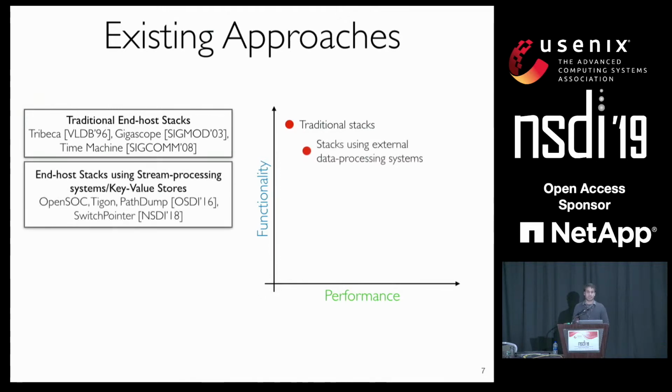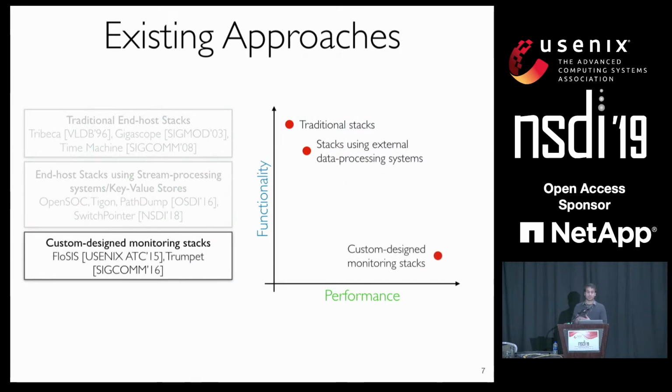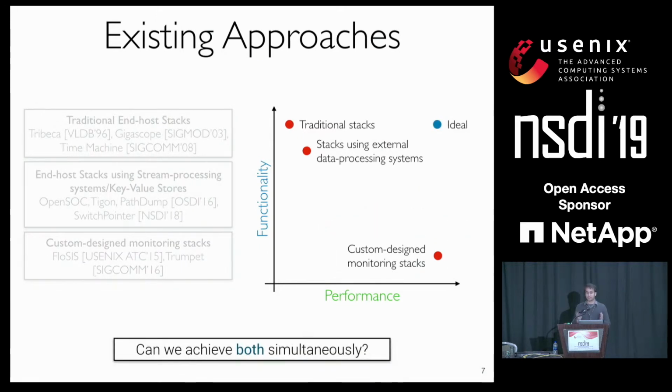If you look at the existing approaches in end-host stack design, on one end, you have traditional end-host stacks and end-host stacks that use external data processing systems that I talked about in the previous slide. They provide the required functionality for monitoring and diagnosis, but unfortunately cannot sustain the packet write rates that are required for high-speed networks. On the other hand, you have more recent custom-designed monitoring stacks, which are capable of sustaining the high-speed networks of today, but unfortunately do so by compromising either on the functionality or on the precision of the data that we want to capture. So the question then is, can we even achieve both of these properties simultaneously in the same end-host stack?